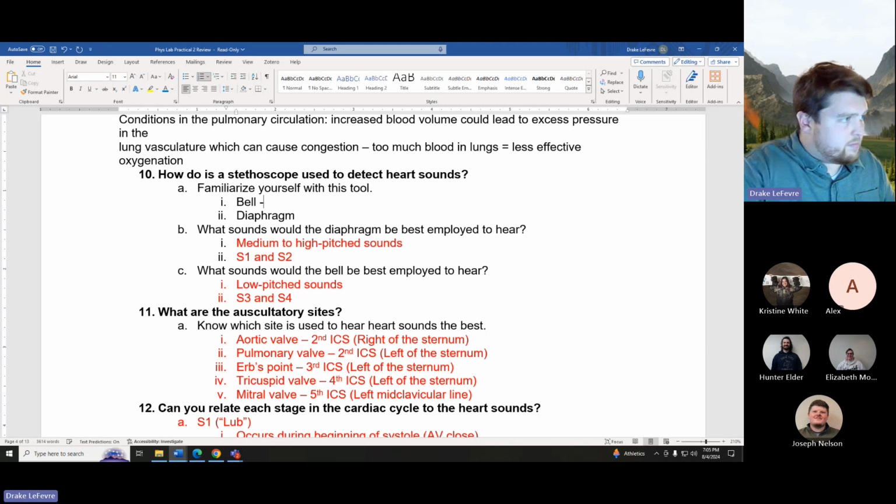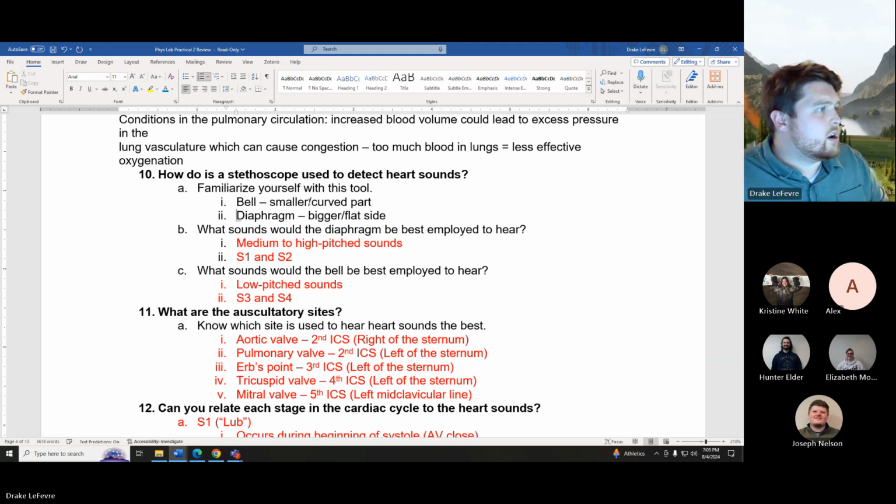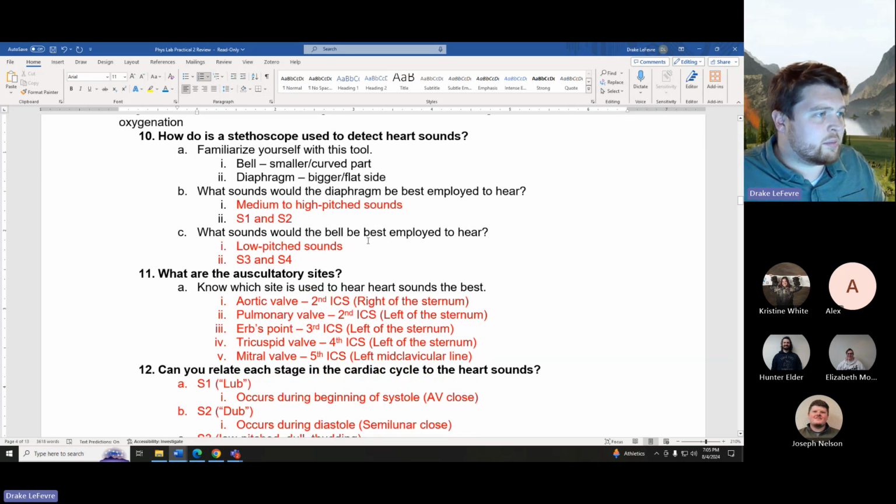Bell is the smaller or curved part. Diaphragm is the bigger, flat side. What sounds would the diaphragm be best employed to hear? Those medium to high pitched sounds. Yep, S1 and S2. What sounds would the bell be best employed to hear? Those lower pitch sounds, S3 and S4.